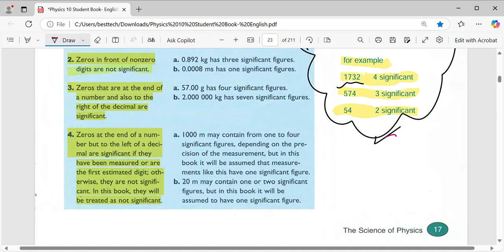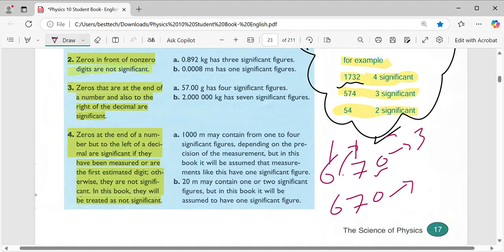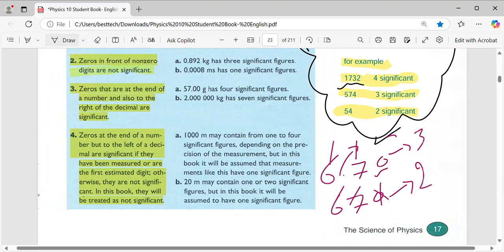Guys, let me bring two questions in a different technique: 6.70 and 670. They are totally different, just by the point. The answers are going to be different because of which numbers are countable. This 0 is countable, yes, because it comes after the point. So the total is 3. This 0 is countable? No, because there is no point. You just have two numbers countable, so it's 2.